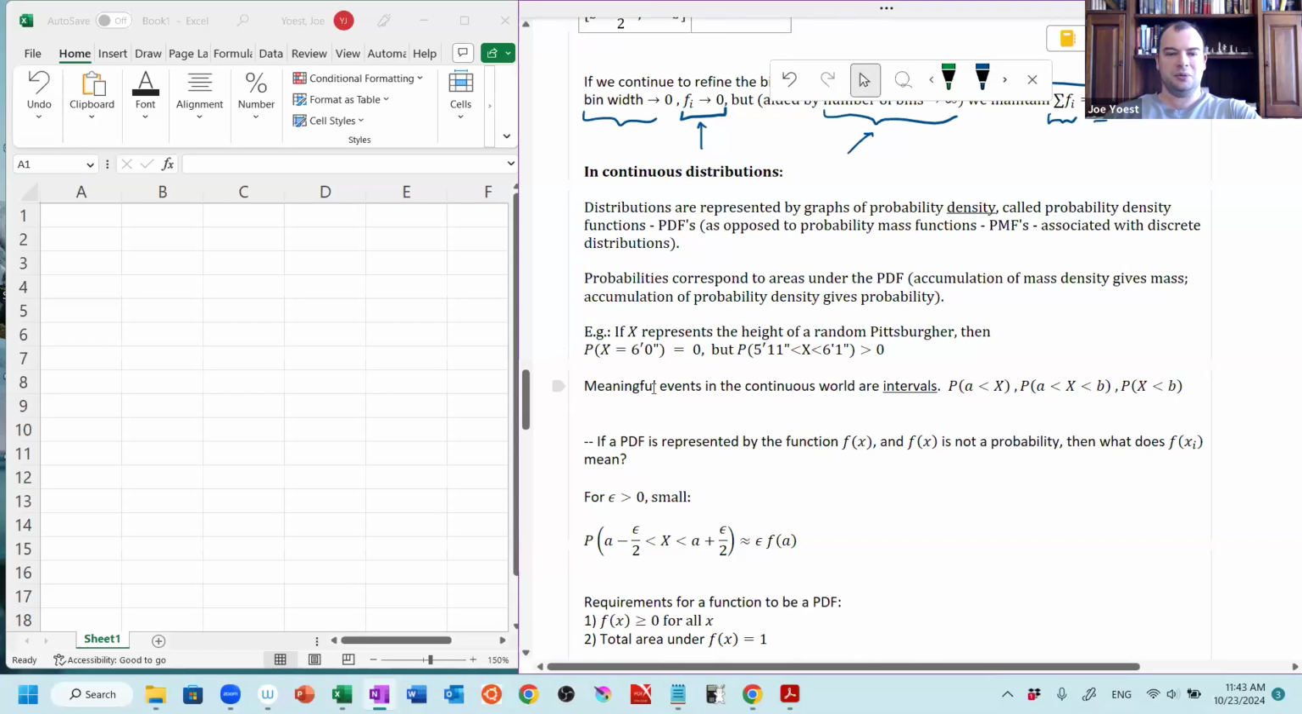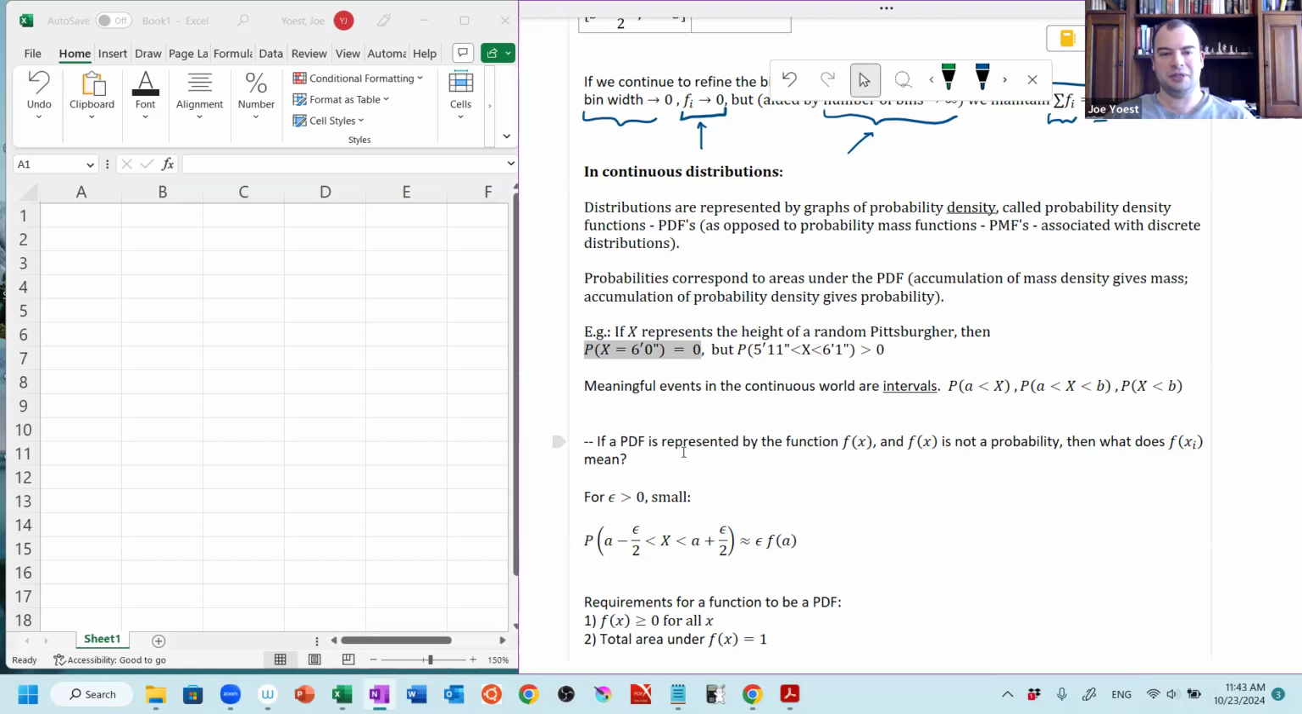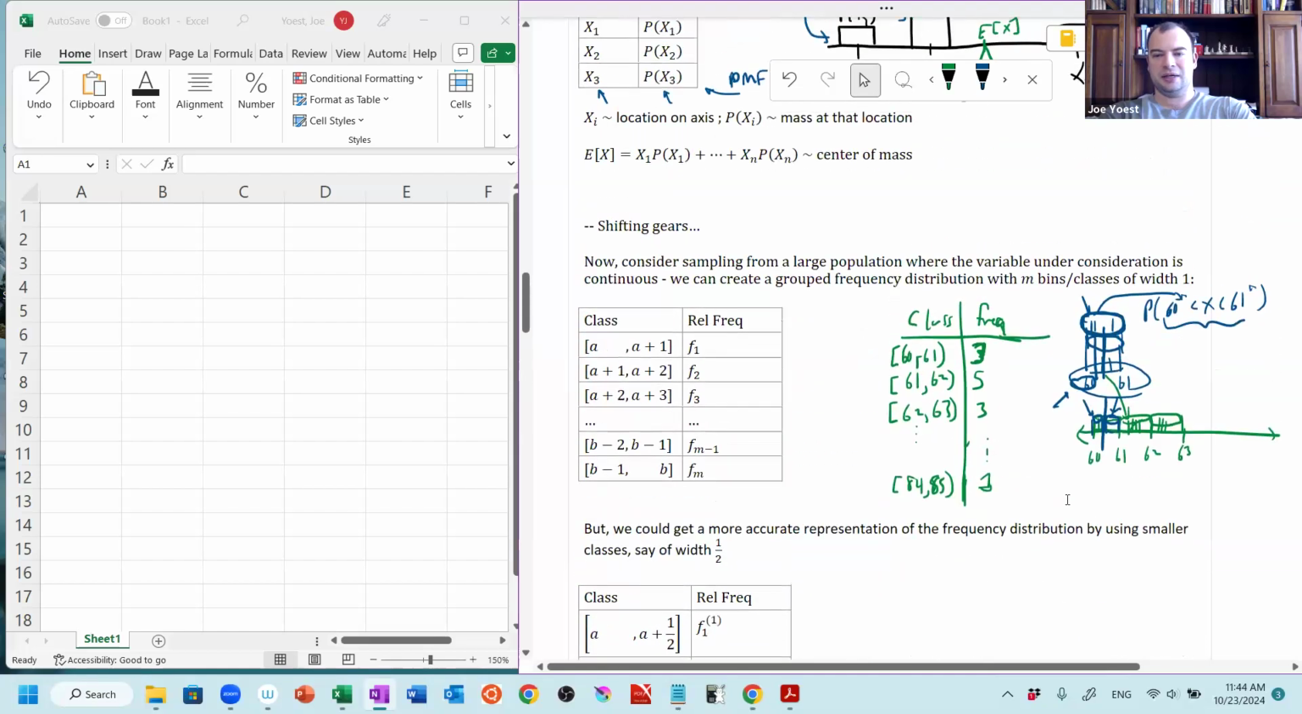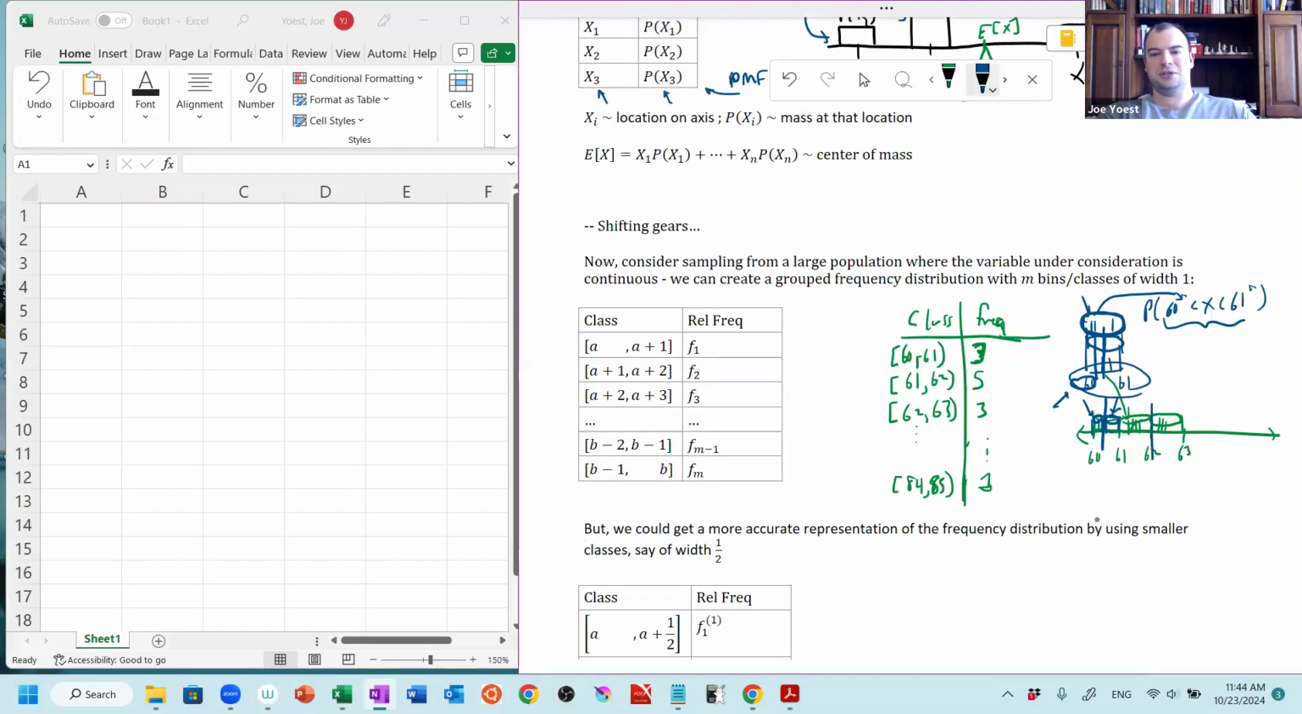So in the continuous world, now I want to be clear, it's not illegal or nonsensical to make the statement. I mean, that's fine. An event is allowed to have probability 0. It's not a bad statement to make, or wrong. In a continuous distribution, the probability that X equals a number always equals 0. It's just kind of boring. It's not wrong, it's just boring. So meaningful or interesting events in the continuous world are intervals. The probability that X is bigger than a number, right? The probability that a person is taller than 62 inches.